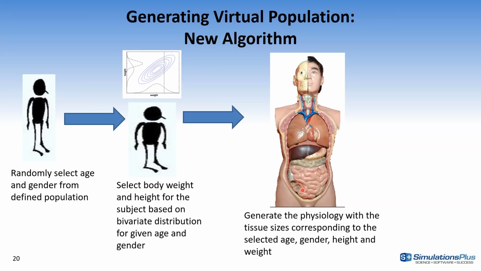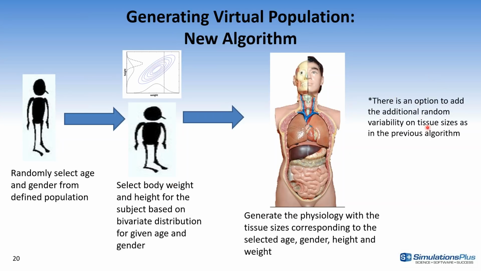And you now have an option to either keep all the individual tissue sizes strictly linked to the main demographic parameters like age, gender, body weight, and height, or you still have an option to add that additional random variability on tissue sizes as in previous algorithm.